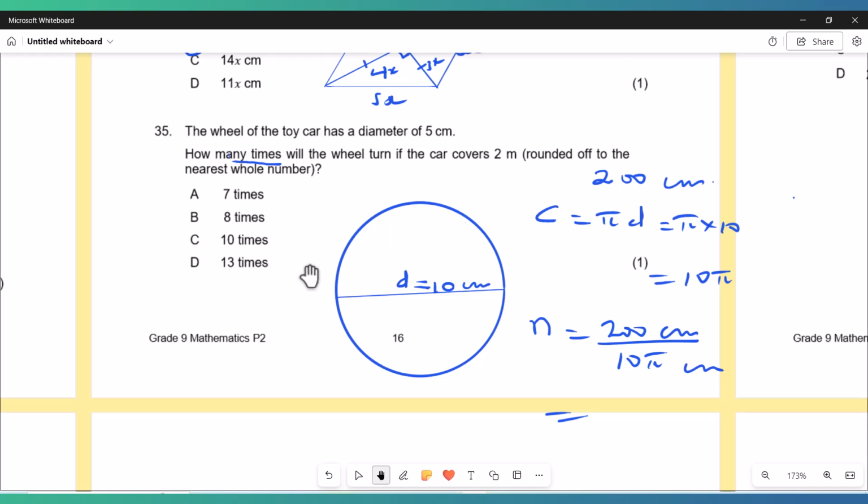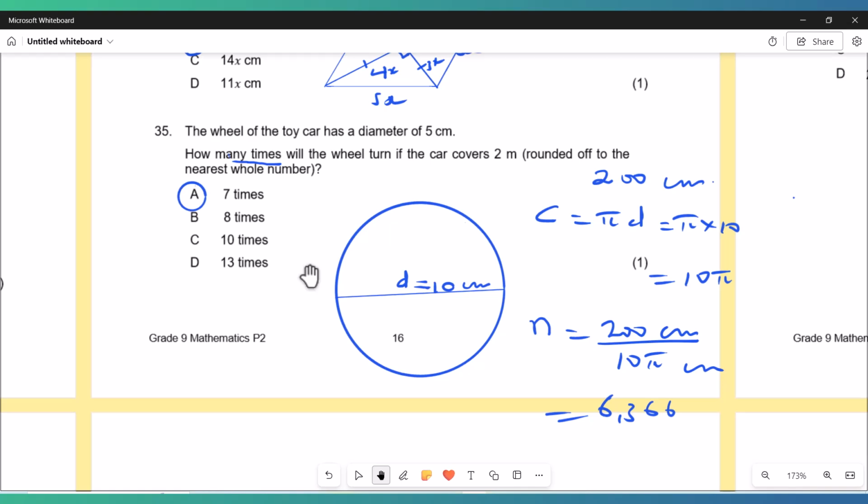Okay, so if I divide 200 by 10 pi here, it gives me 6.366. Because they said you must round off to the nearest whole number, the closest answer here is going to be 7 times. So the answer becomes A.